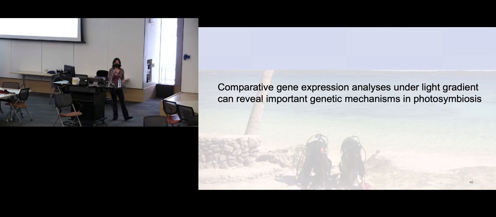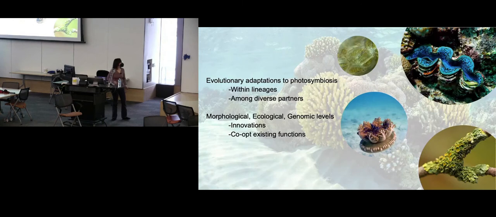Okay, so hopefully with these examples, I demonstrate that this kind of comparative gene expression analysis using light gradients or manipulation can really reveal important genetic mechanisms of photosymbiosis. And then go back to our old question: what are they doing with their genomic mechanisms? Is it innovation? Is it co-opting existing functions? All the examples I gave you before mostly follow this category, where they're co-opting existing enzymes and expressing them in different parts of the tissue, regulating their expression levels to facilitate photosymbiosis.